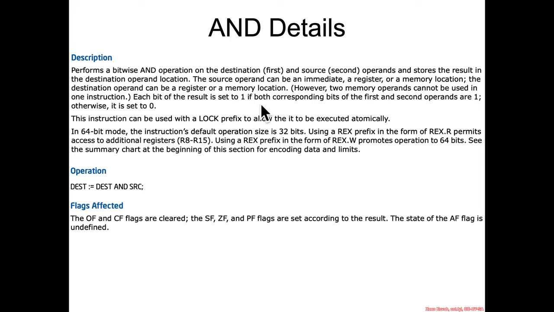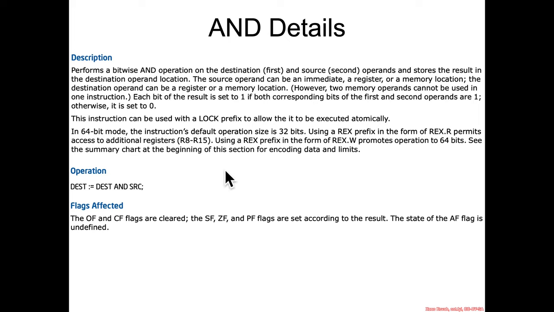Each bit of the result is set to 1 if the corresponding bit of the first and second operand are 1. Otherwise, it is set to 0. It says this instruction can be used with the lock prefix to allow it to be executed atomically. Well, we don't know what the lock prefix is, but I'll tell you, it's a prefix that can allow things to be executed atomically, but we'll come back to instruction prefixes later. Lock is basically similar to rep from the rep moves. I said movs is an actual instruction unto itself, and rep is a prefix. Lock is another prefix. You don't see it that often, but we'll come back to it and cover it when we cover instruction prefixes.